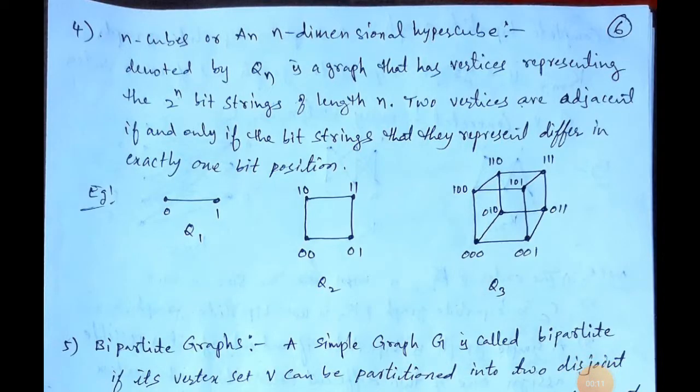Now, dear students, we'll learn some other types of graphs through page number 6. N-cubes, or the n-dimensional hypercube, denoted by Qn, is a graph that has vertices representing the 2 power n bit strings of length n. Two vertices are adjacent if and only if the bit strings that they represent differ in exactly 1 bit position. Of course, you can observe here Q1, Q2, Q3.